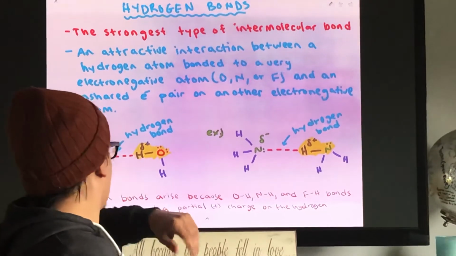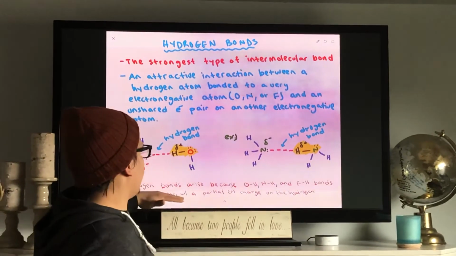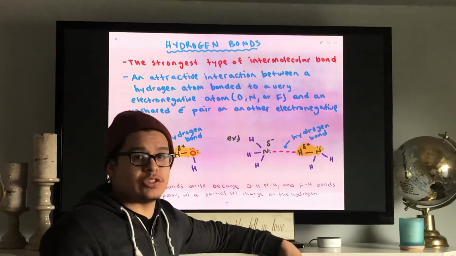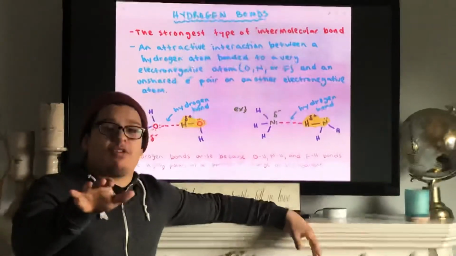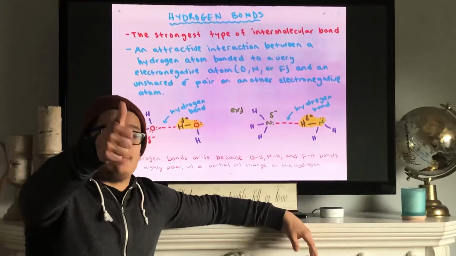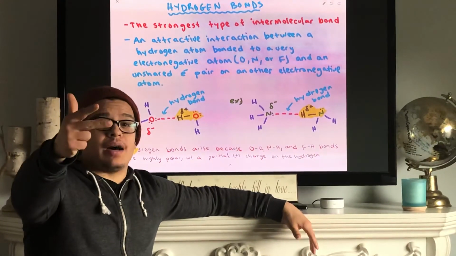Hydrogen bonds arise because OH, NH, and FH bonds are highly polar with a partial positive charge on the hydrogen. So we've talked about intermolecular forces such as dipole forces, London dispersion forces, and hydrogen bonds.